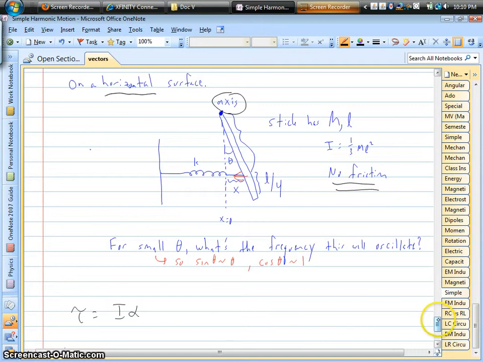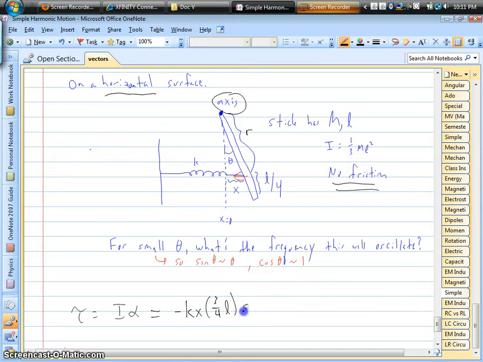Now because it's just rotation, we're going to be using torque equals I alpha. And the other part of this is, we have to ask, well, what's causing the torque? Well, it's the spring force. And the spring force is negative k times x. That's the force part. Now the r, we need a distance. That's the distance from the axis of rotation. And according to this, it's 3/4 of the length of the stick.